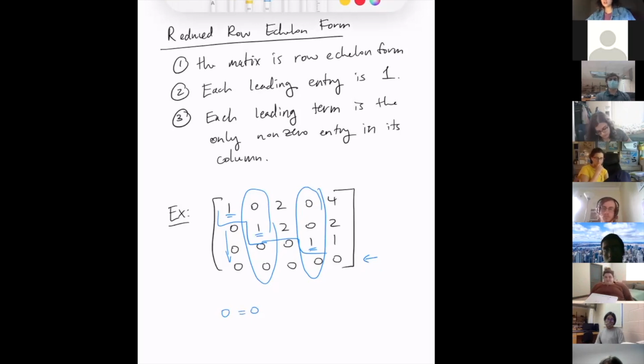Okay, so a row of zeros means an inconsistent solution when the augmented column is not 0. Right. Yeah, when the augmented column has a non-zero. Yeah, exactly.